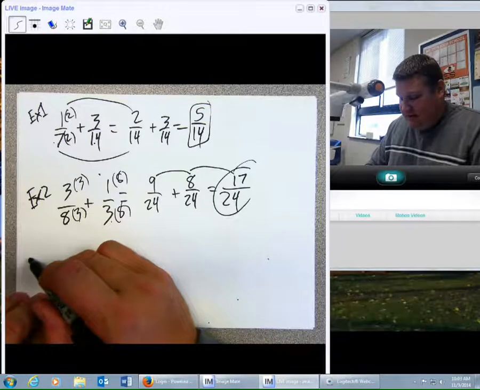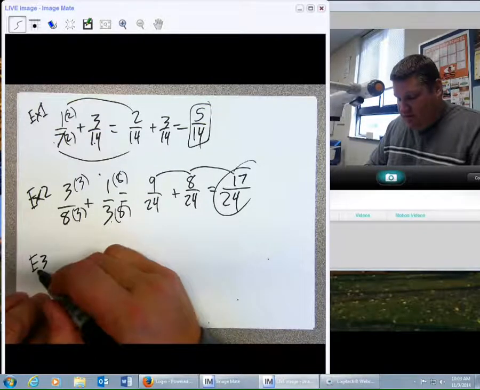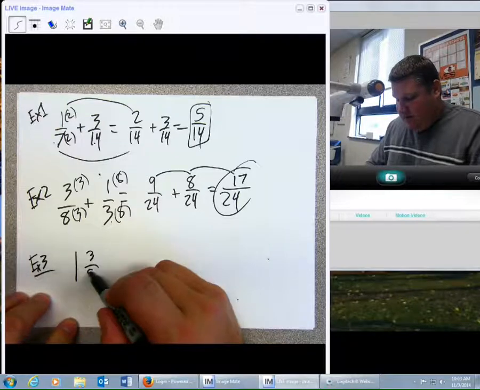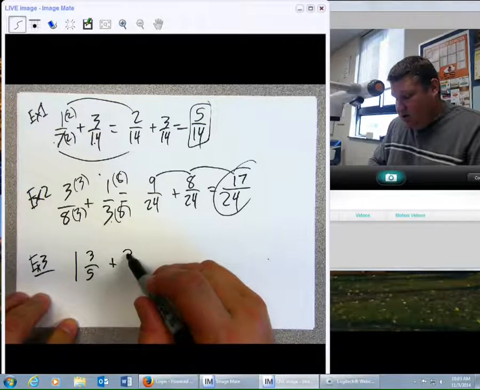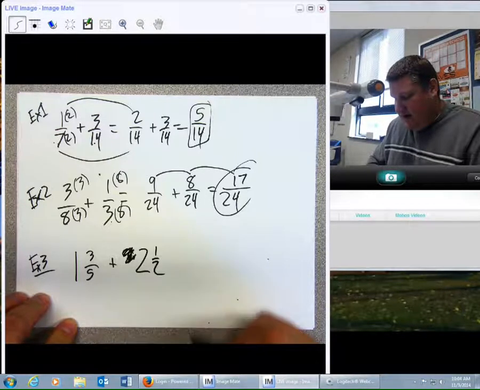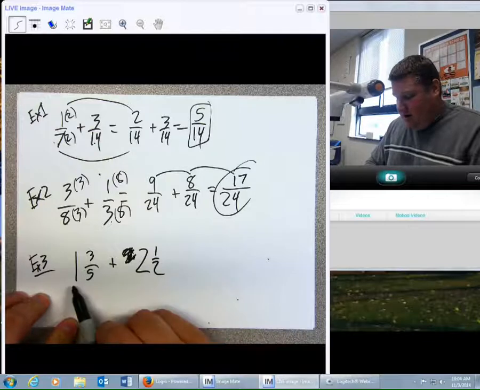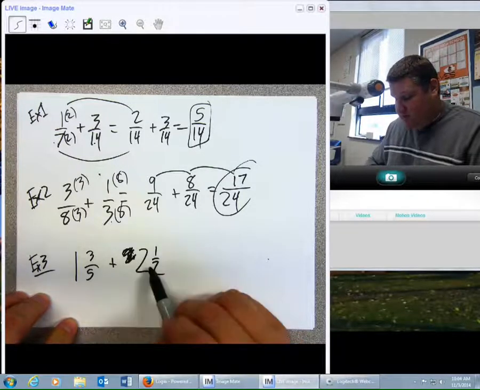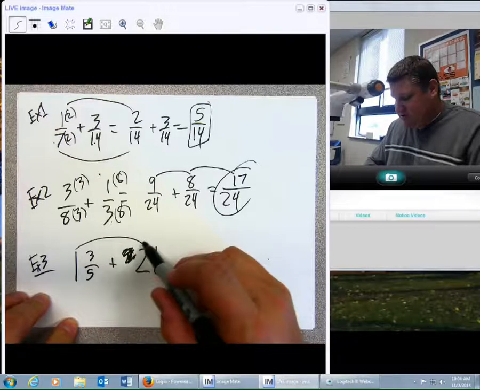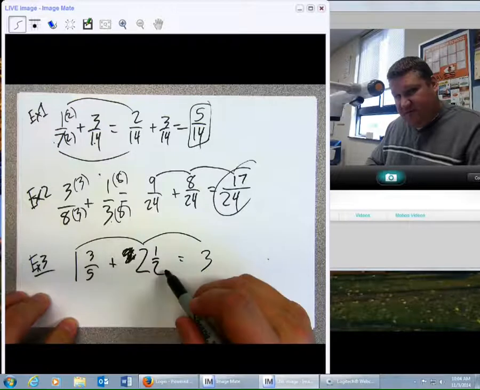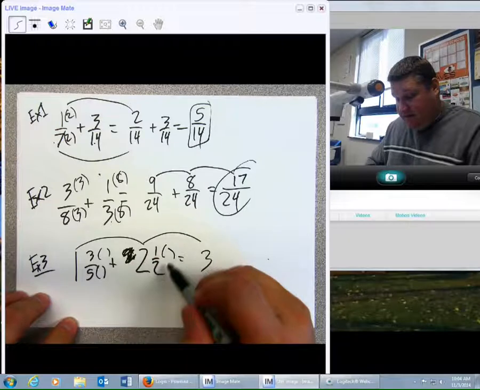Finally, let's go ahead and add one other crazy little thing. If I have 1 3/5 plus 2 1/2. All right, now I can't add the little numbers, but I could add the big numbers. So 1 plus 2 is 3. The problem is I can't add 3/5 and 1/2. So what I'm going to have to do is get common denominators.